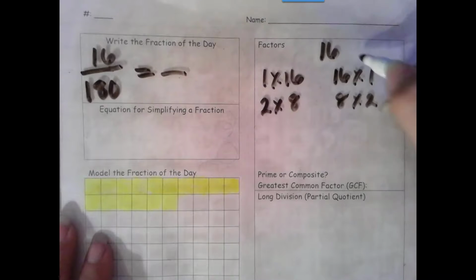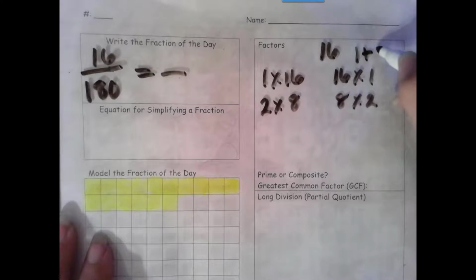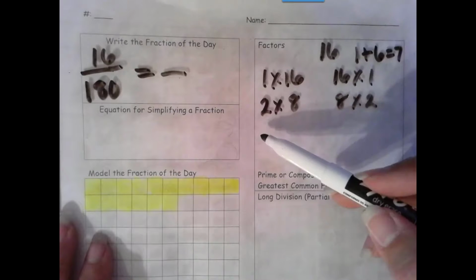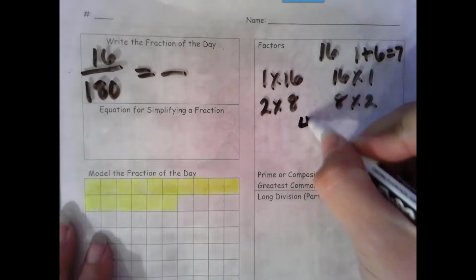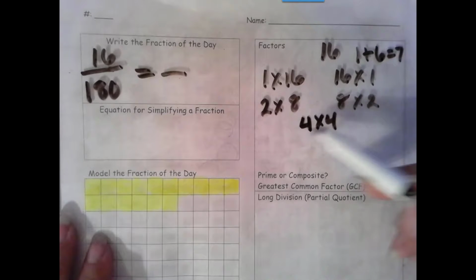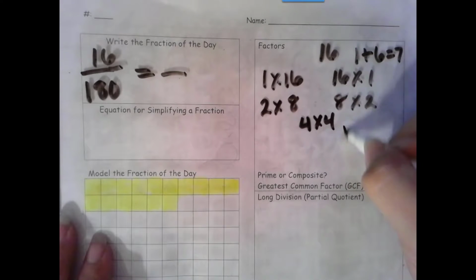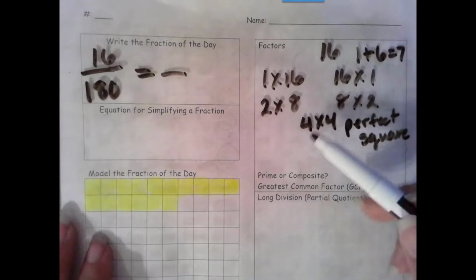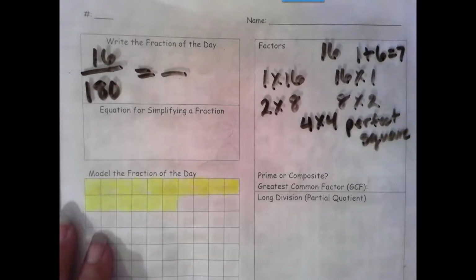We try 3. The rule for 3 is that we add the digits together. 1 plus 6 equals 7. 7 is not a multiple of 3, so 3 is not a factor. We try 4. 4 times 4 is 16. When these two factors are the same, that means that 16 is a perfect square, because both its length and width are the same when we make it.